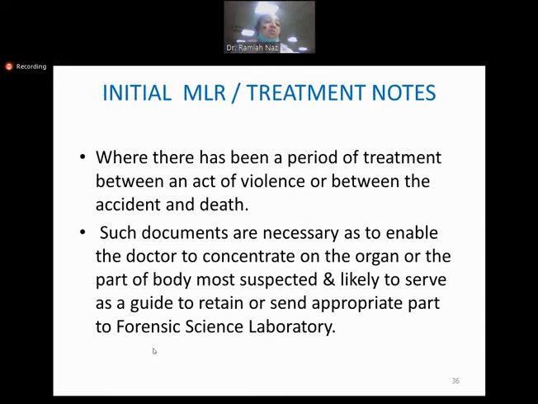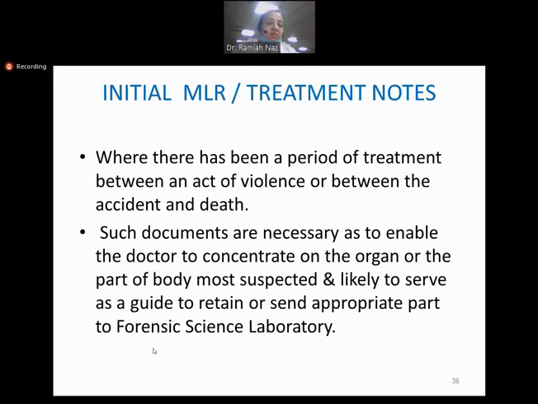Along with the identification, maybe you will get a medicolegal report or a treatment note, where there has been a period of treatment between the act of violence or the accident and the death. Such documents are necessary to enable the doctor to serve as a guide to retain or send the appropriate part to the forensic science laboratory.